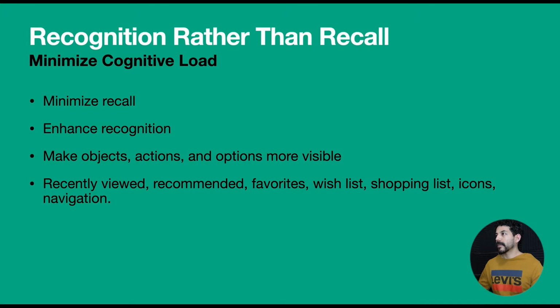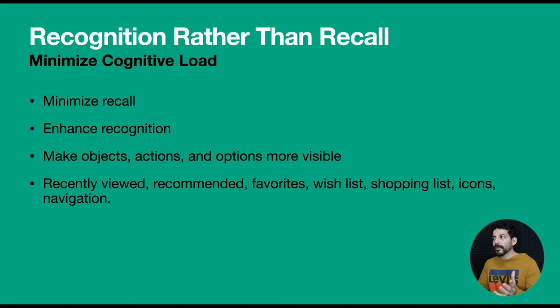So the next one is recognition rather than recall. So minimize cognitive load. You always want users to burn fewer calories, to think less, because users are busy all the time, they just want to get to the point. They want to see what your design offers and if it's valuable to them or not. So you want to minimize recall, enhance recognition, and make objects, actions, and options more visible.